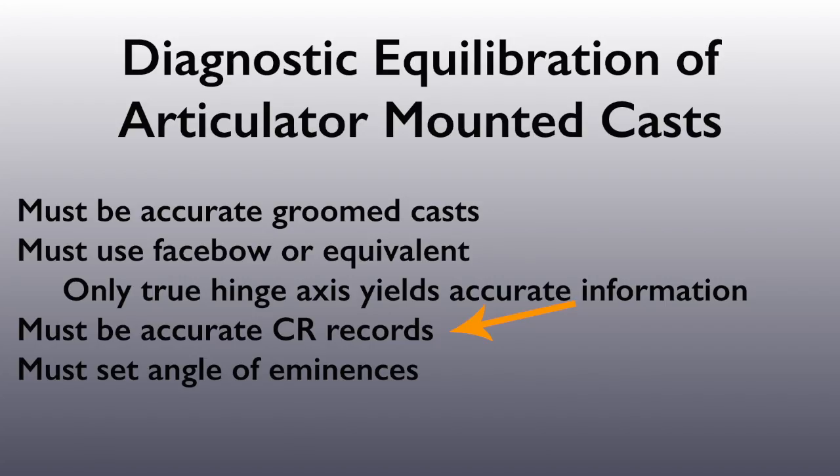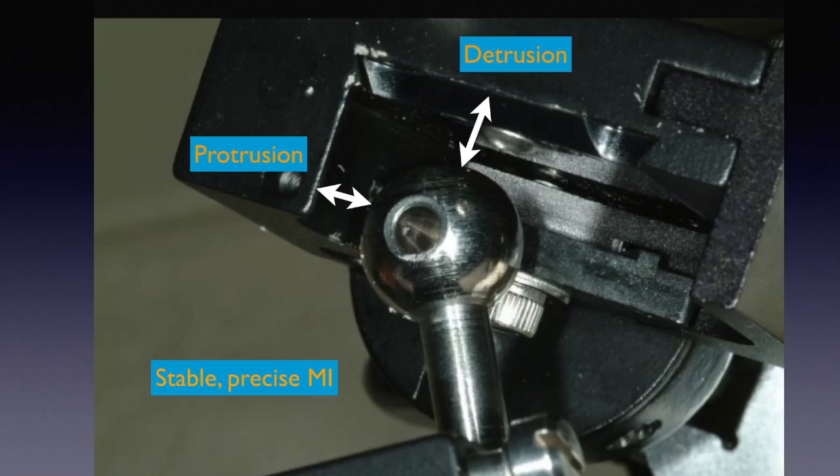Techniques for obtaining and recording centric relation were discussed in the previous Part 3 video. One must take a protrusive record and set the angle of the eminences in the articulator in order to accurately visualize what the difference is between MI and CR. Place the casts in maximum intercuspation and then see where the ball is. This gives you a reasonable estimate of how much detrusion and protrusion are present in the MI position.